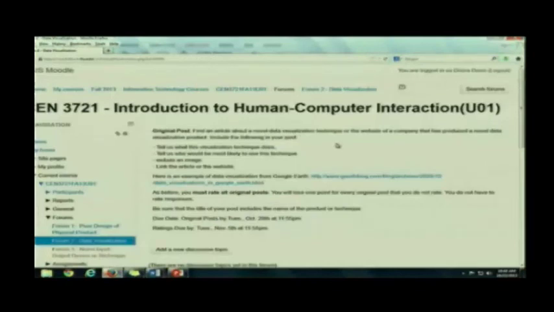So, as usual, you will have 1 week for your original posts, and then you will have another week for your ratings.